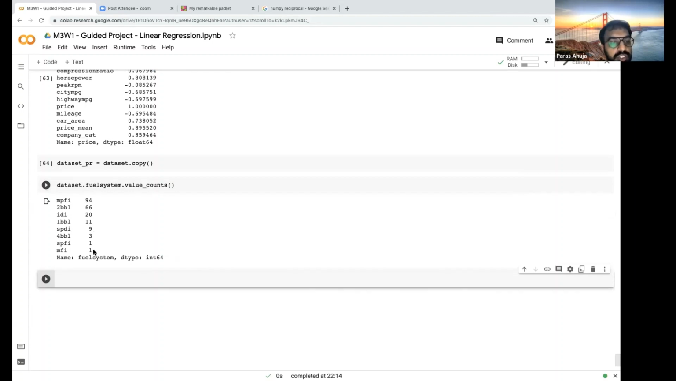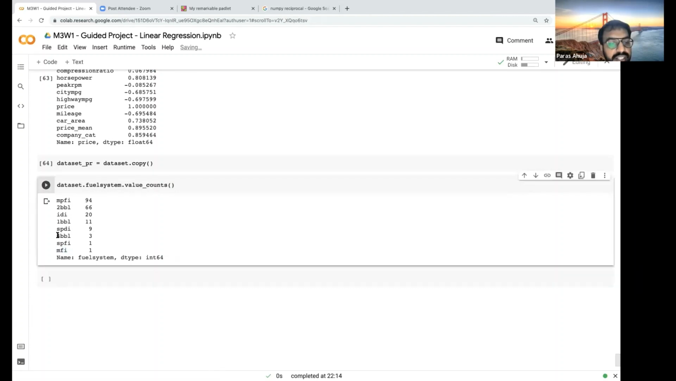You see this MFI, SBFI, 4B, these are very low values, right? What we should do is create a new category, maybe called remaining. One category is MPFI, 2BBL, IDI, and the remaining category sums up all the others, instead of putting them in separate categories, because the number of observations for each of these fuel system categories is very small. All these things we usually do for our categorical columns.